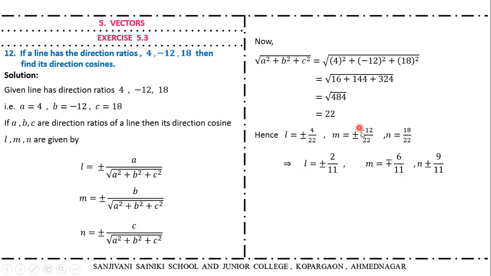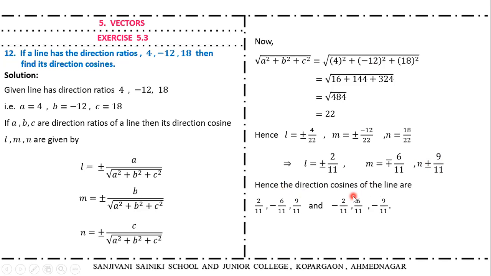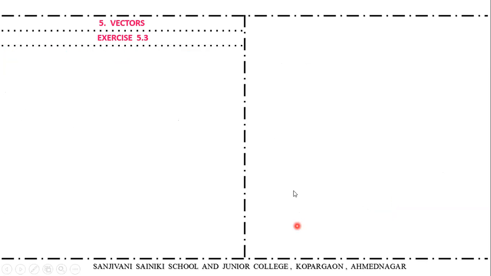So from this, we conclude that L is equal to plus minus 2 by 11, M is equal to minus plus 6 by 11, and N is equal to plus minus 9 by 11. Hence, the direction cosines of the line are 2 upon 11, minus 6 upon 11, 9 upon 11, and minus 2 upon 11, 6 upon 11, minus 9 upon 11.